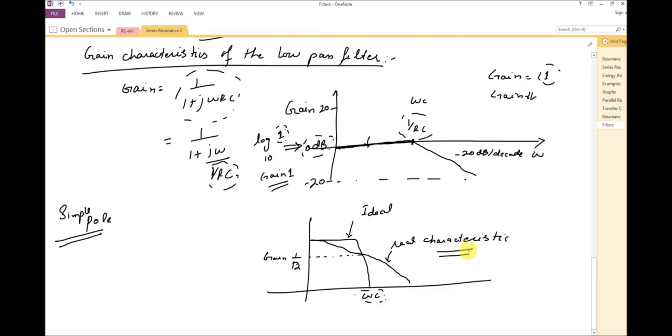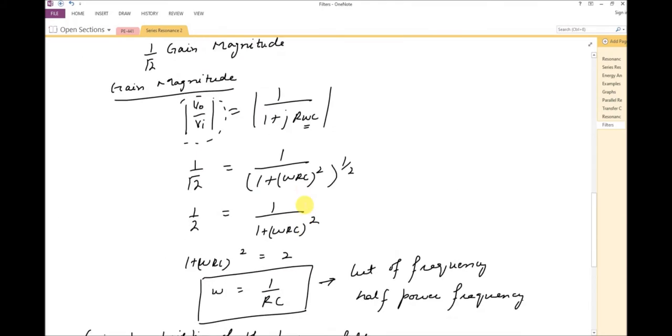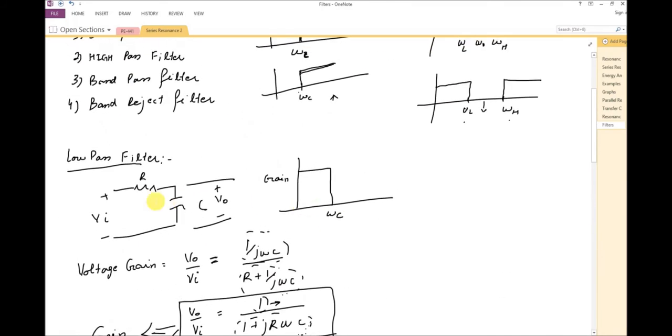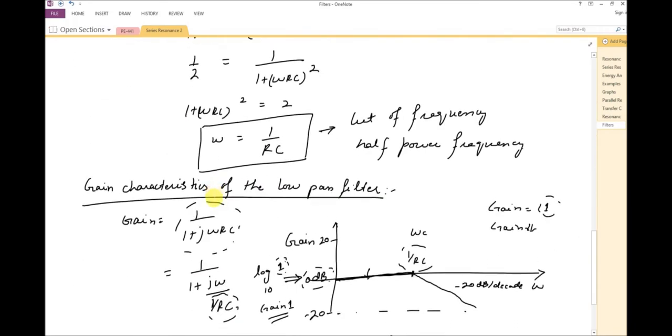So now if you have to design the low pass filter, you just have to change the value of resistor and capacitor for the specific cutoff or half power frequencies, and it actually is just a series combination of a resistor and capacitor, and you are taking the output across the capacitor. So this is a low pass filter.